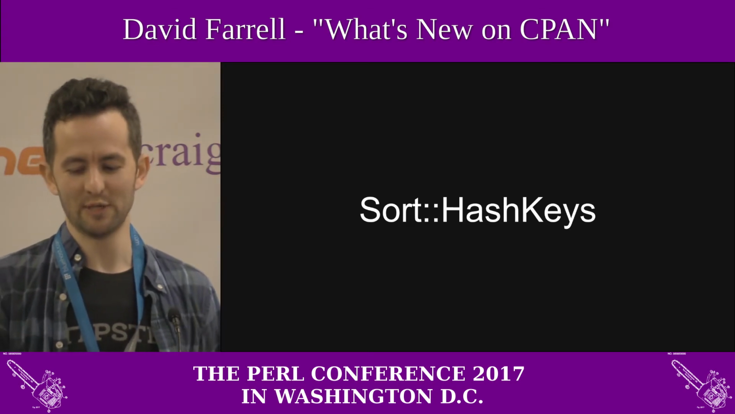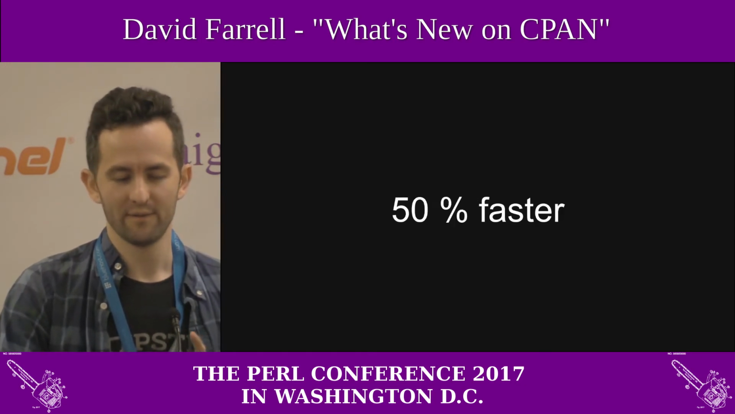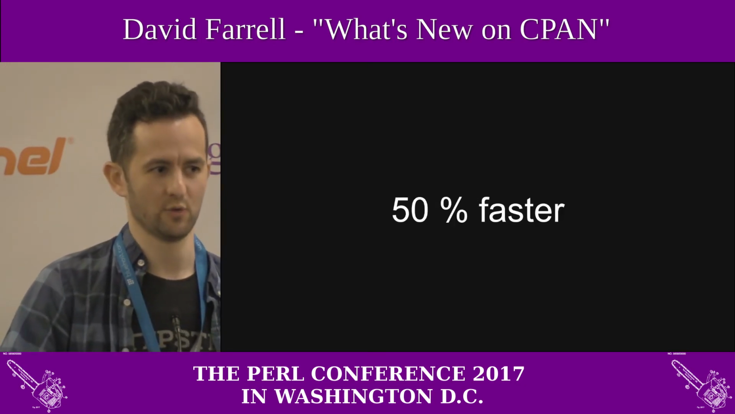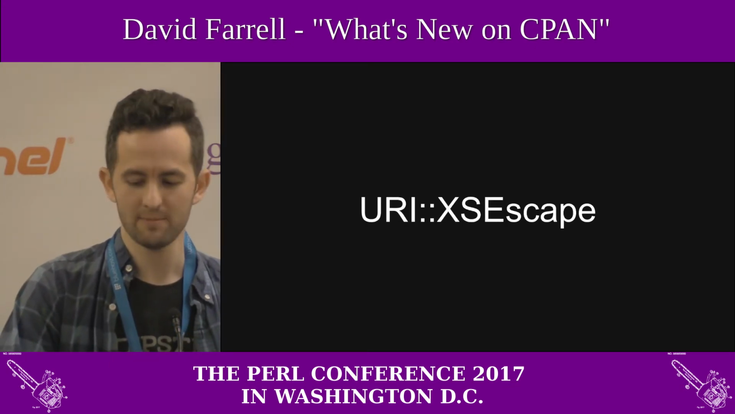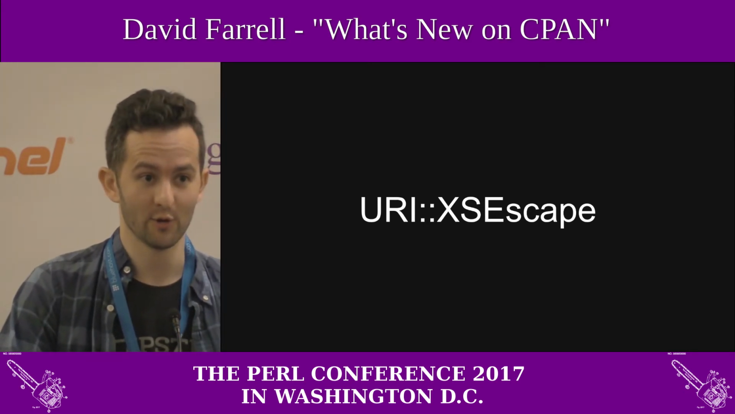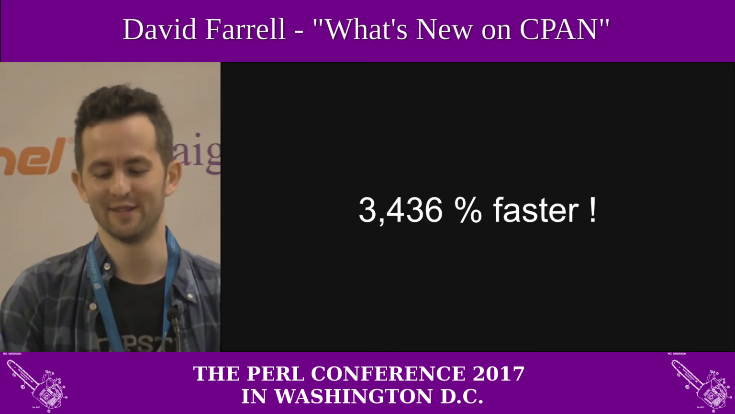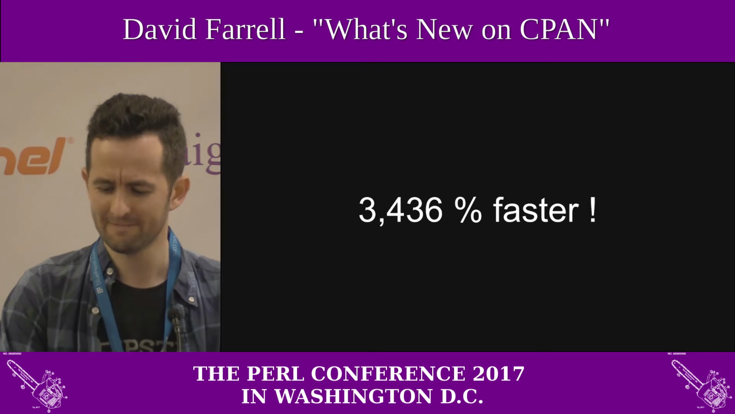Sort hash keys is really cool. It implements a hash key sort, which is 50% faster than Perl's native hash sort. URI access escape does percent encoding decoding, and it is 34 times faster than the venerable URI escape module, right?